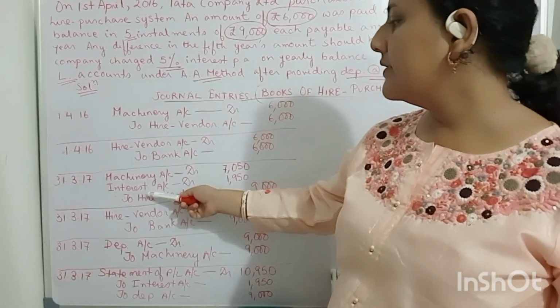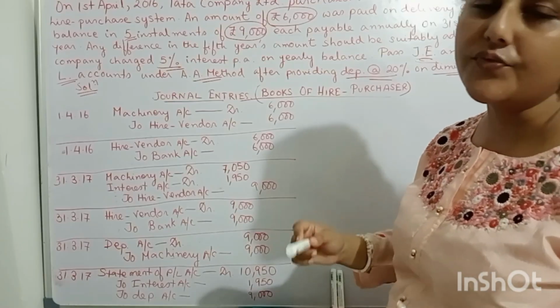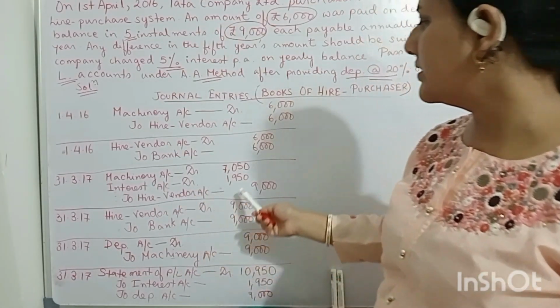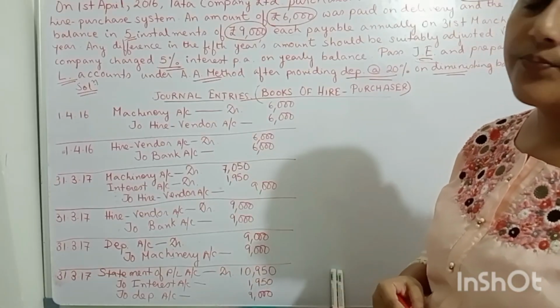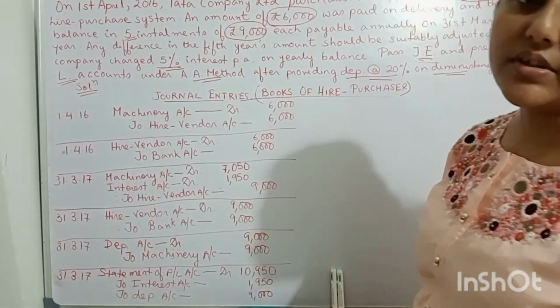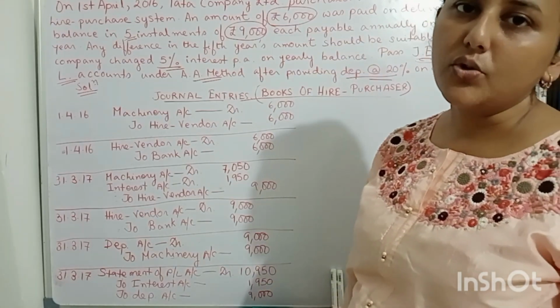And what is the interest for the first year? I have asked you to calculate the value of interest for each year. So you have to calculate the value of interest for the first year. It is 1,950. So when you add up both the figures, hire vendor account is a liability account, so it will be credited by rupees 9,000.